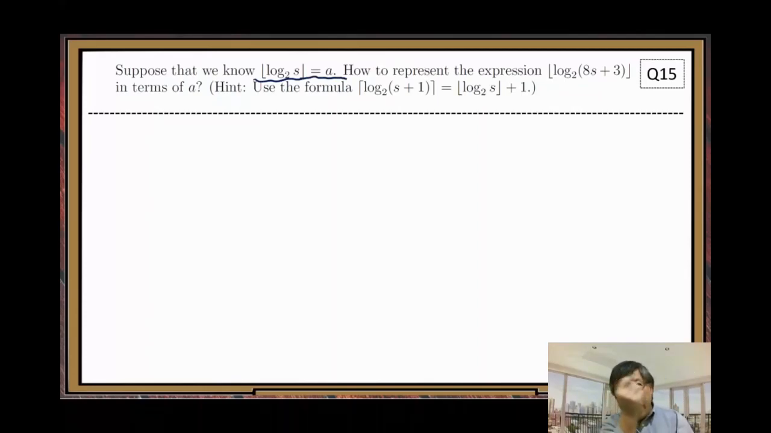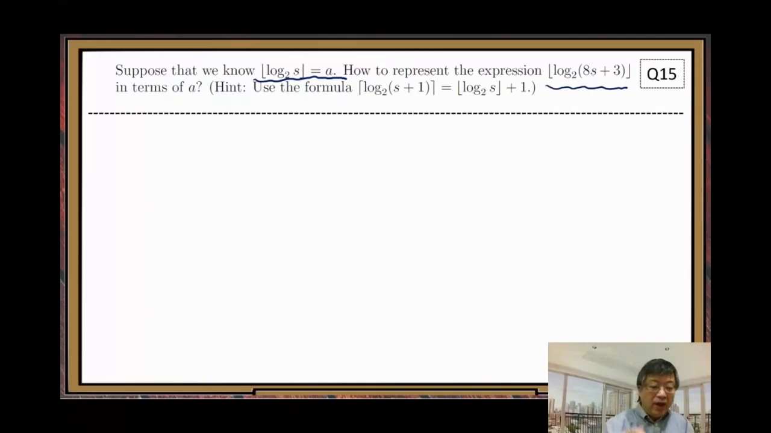So that value is known. All right. How to represent the expression, the floor function of log base 2 of (s plus 3), in terms of a? Yeah, so that's what we need to do here.